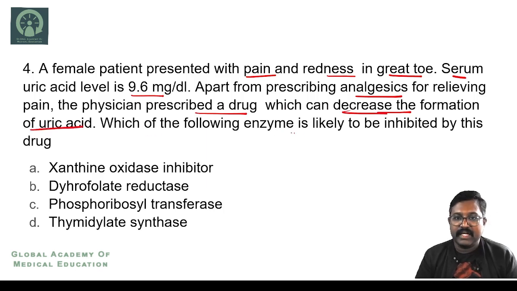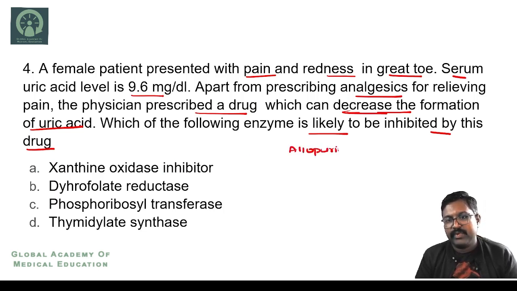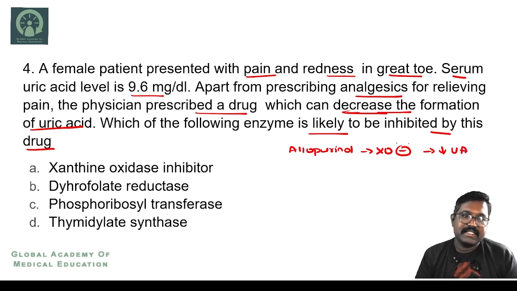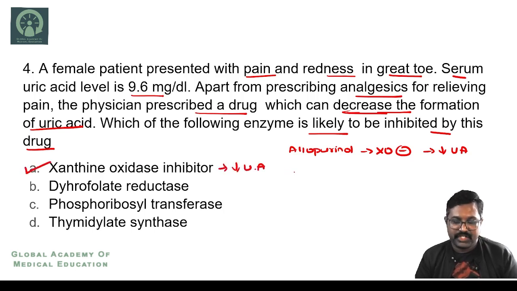Which of the following enzymes is likely to be inhibited by the drug? They are asking which drug was prescribed to decrease the formation of uric acid. Please remember, to decrease the formation of uric acid, you use allopurinol. Allopurinol is a xanthine oxidase inhibitor, which decreases the formation of uric acid. So the answer is that the physician has prescribed allopurinol, which inhibits xanthine oxidase, thereby decreasing uric acid formation.